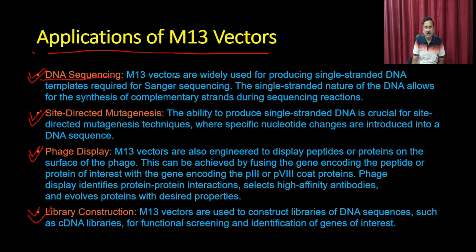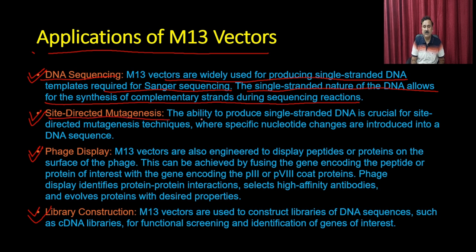For DNA sequencing, we have discussed that the M13 phage is going to generate the single stranded DNA, right. So, M13 vectors are widely used for producing the single stranded DNA template required for Sanger sequencing. The single stranded nature of the DNA allows for the synthesis of the complementary strand using the sequencing reactions. Then we can use that for site directed mutagenesis. The ability to produce single stranded DNA is crucial for the site directed mutagenesis technique, where site specific nucleotide changes are introduced into the DNA sequence.